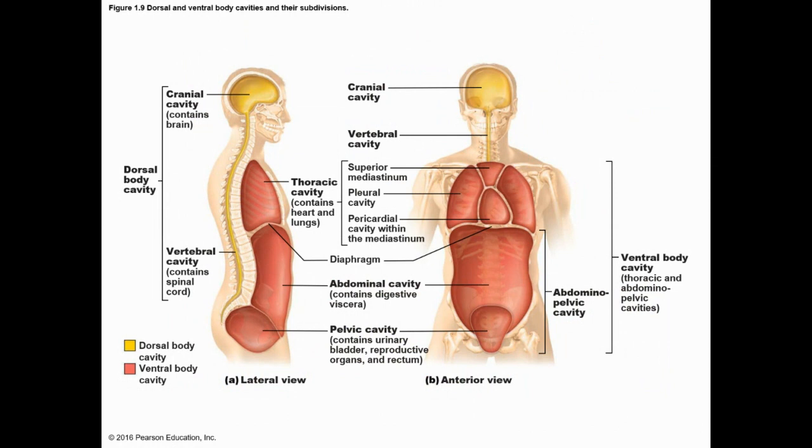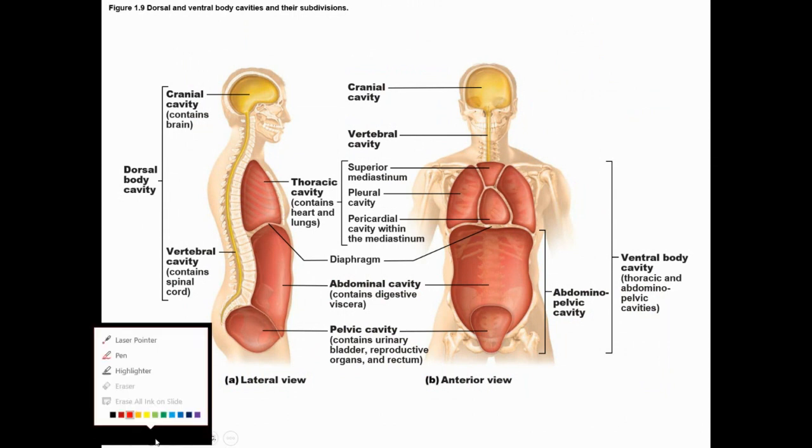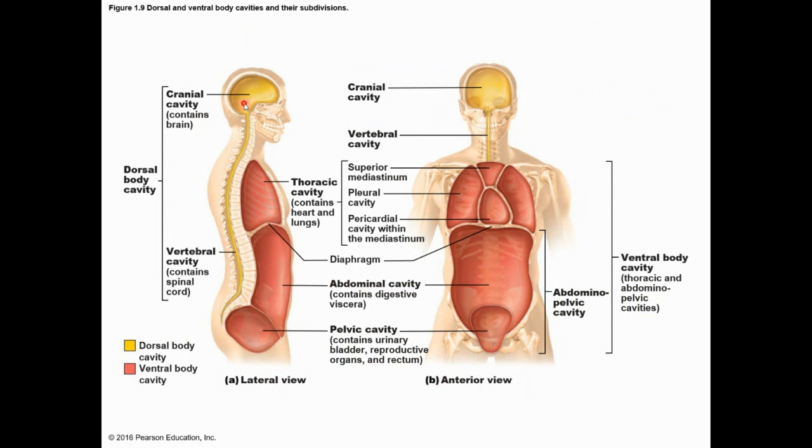So let's go through first the dorsal body cavity. It's in yellow on this diagram. The dorsal body cavity is made of two parts. It's made of your cranial cavity, so where your brain is going to be inside the skull, that space. And it's made of your vertebral cavity, which contains the spinal cord. In between the vertebrae of the vertebral column, there's a small hole within which the spinal cord runs. So two parts make up our dorsal body cavity: cranial cavity and vertebral cavity. Everyone good so far? Yes.